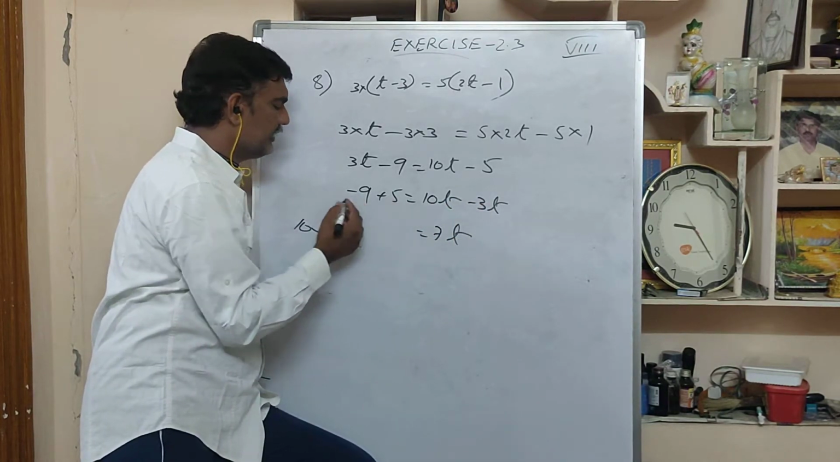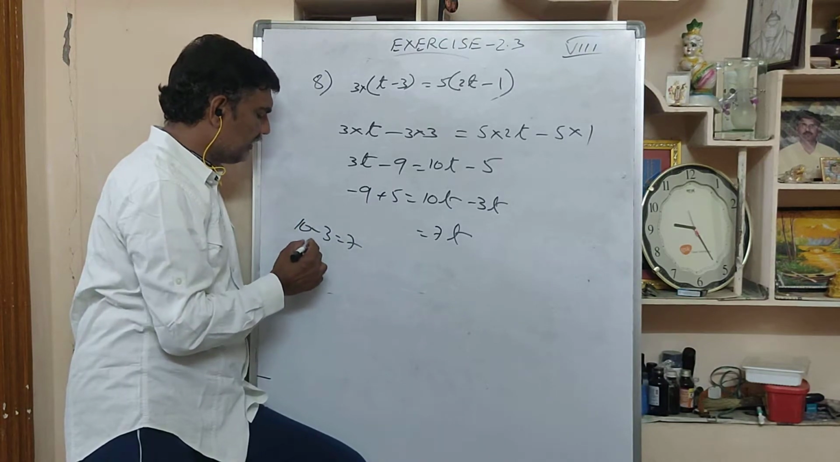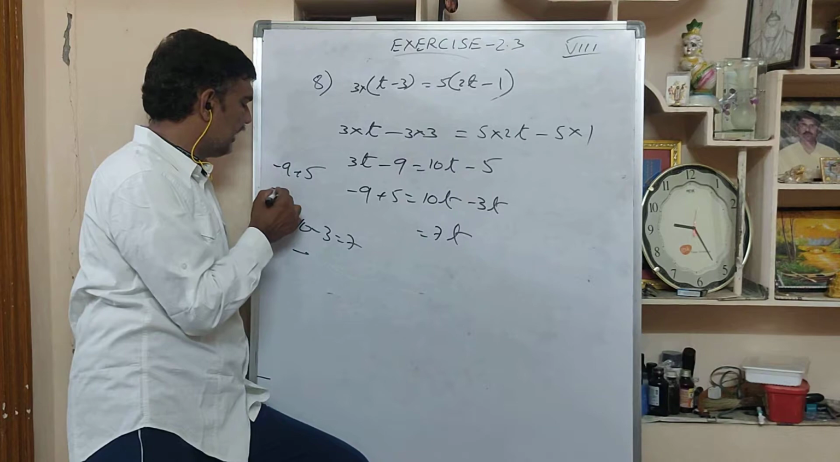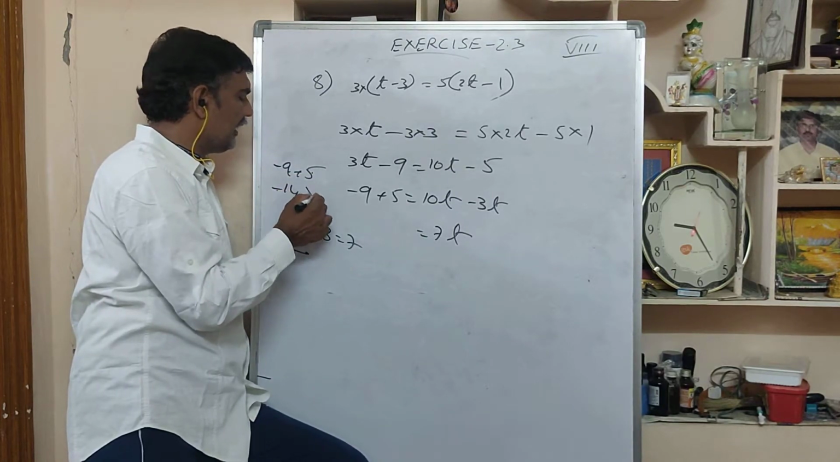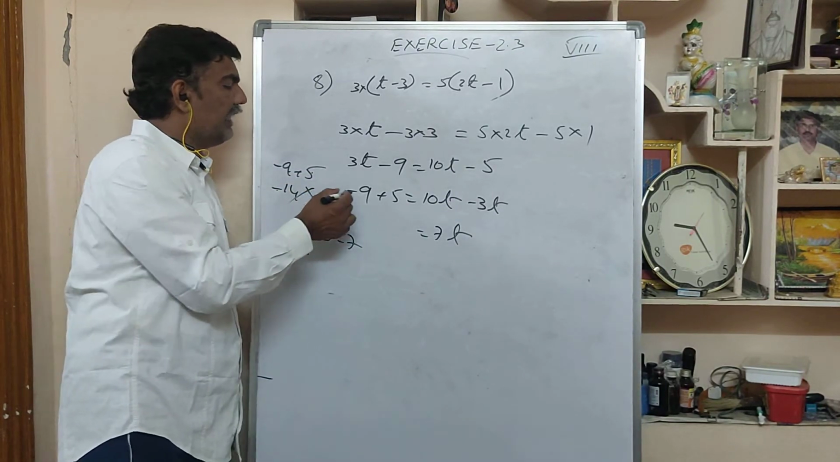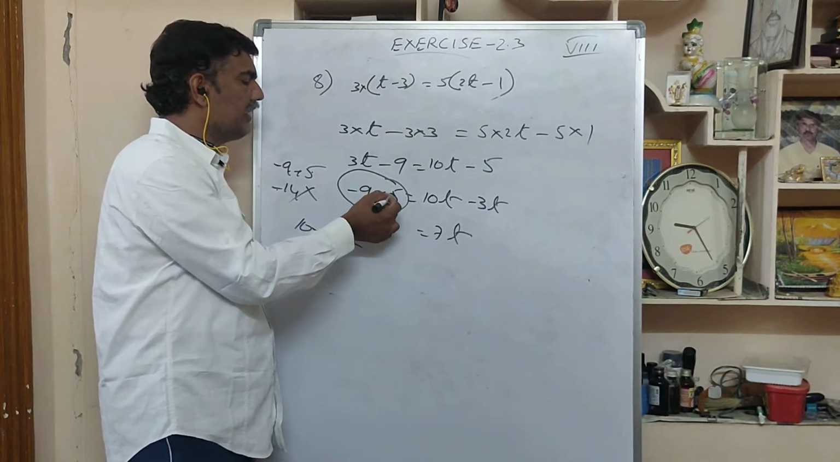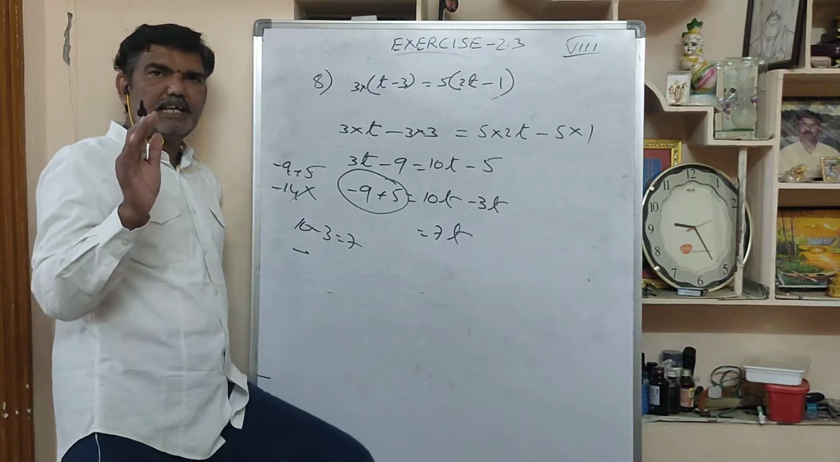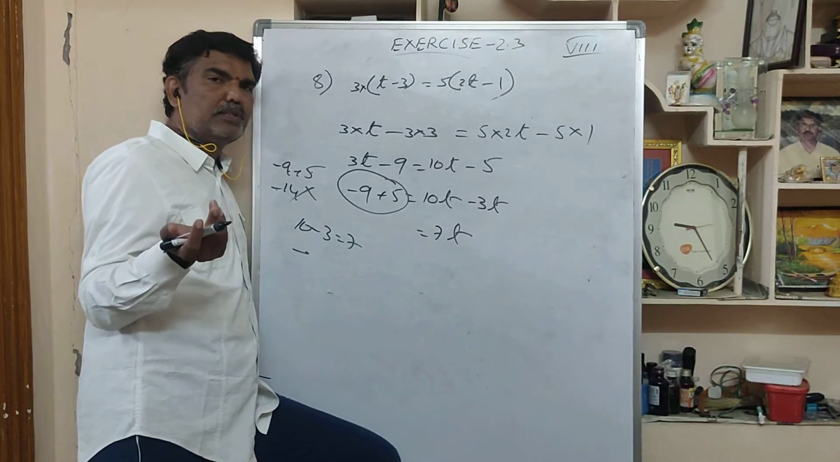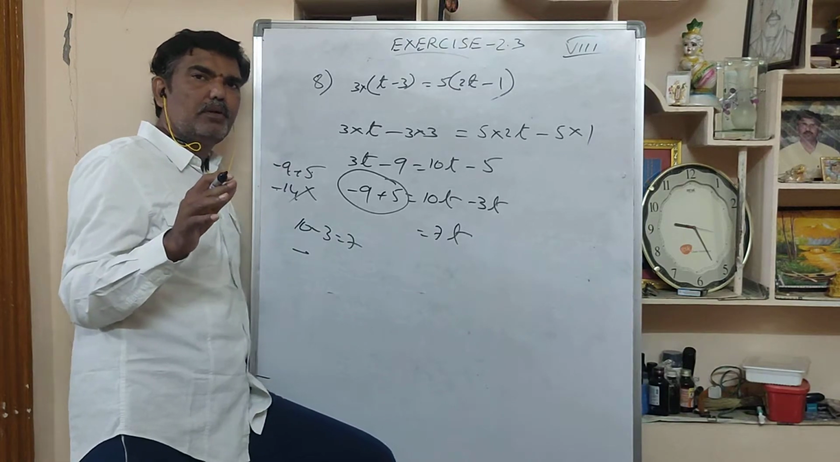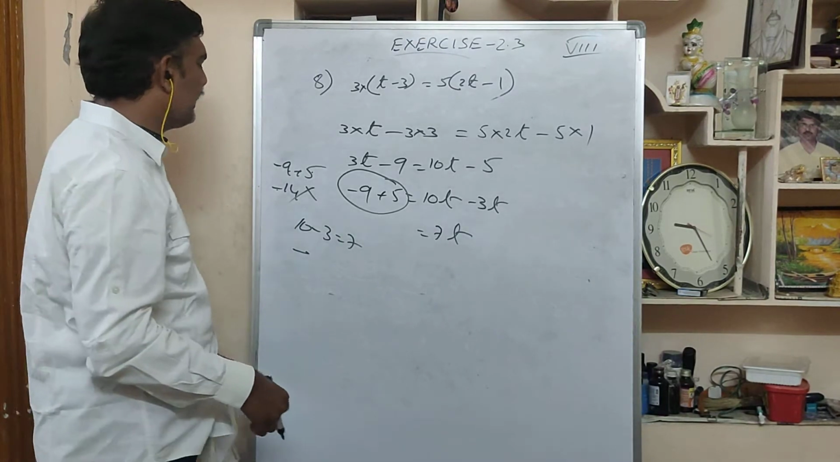Minus 9 plus 5, see here. So many students will say, minus 9 plus 5 means minus, this minus they will write here, 9 plus 5, 14 they will write. It is wrong. First what I said to you, in this 9 is having minus, 5 is having plus. Same symbols are there or different symbols are there? Different symbols. Different symbols means subtraction only. Okay, different symbols means subtraction.